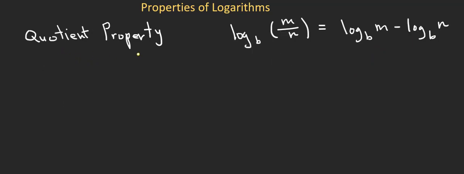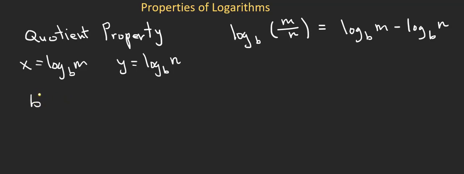Now we're going to prove the quotient property, which says that log base b of m over n is equal to log base b of m minus log base b of n. So again, let x equal log base b of m, and let y equal log base b of n. Changing it to exponential form, you get b to the x equals m, and b to the y equals n.